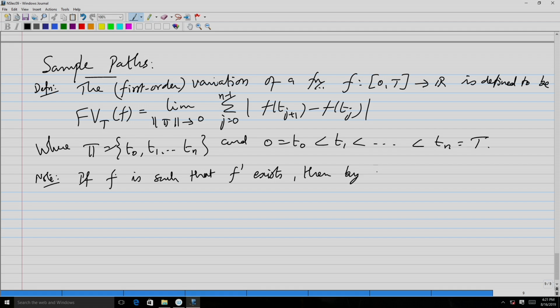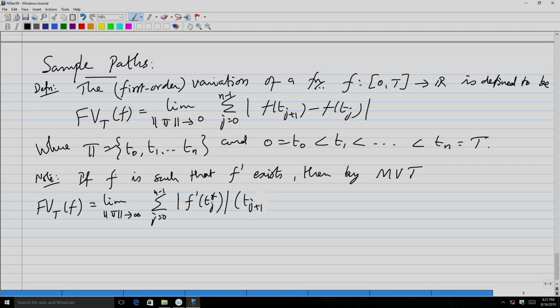Now, you can note easily that if the function is such that the derivative exists, then by the MVT, the mean value theorem, which you would have observed in ordinary calculus, this particular variation, the sum over j from 0 to n minus 1, could be written as f dash of Tj star times Tj plus 1 minus Tj, where Tj star is a point in the sub interval Tj to Tj plus 1.